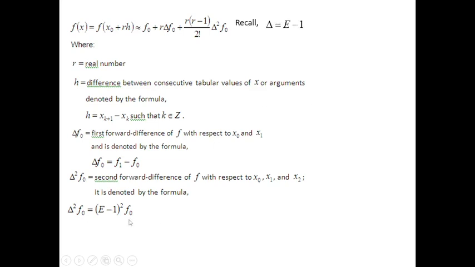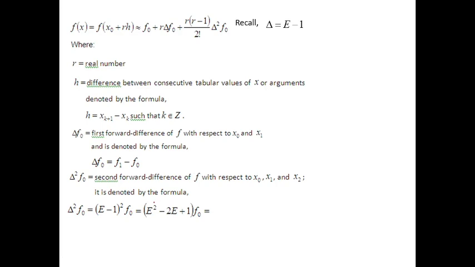Recall, how did it happen that delta squared becomes E minus 1 squared? I have already discussed this in my previous video recording that delta equals E minus 1. The operator delta in relation to the operator E. That is uppercase delta equals E minus 1. That's why we can replace delta here by E minus 1. That's why we have now E minus 1 squared f sub 0.